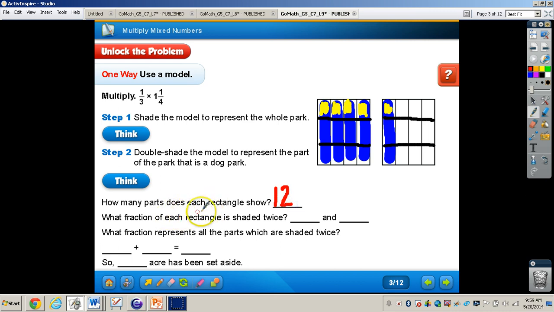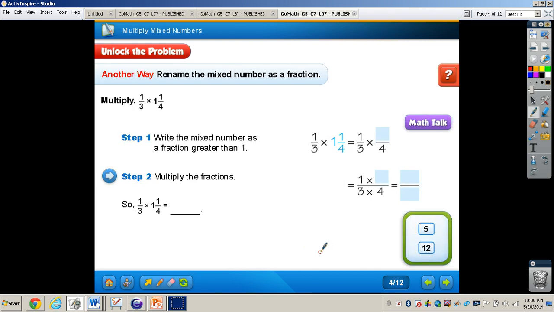So what fraction of each rectangle is shaded twice? What we have is 4/12 and also 1/12. So we have 4/12 plus 1/12 equals 5/12. We need to write this in on page 325. So we see that 5/12 of an acre has been set aside.